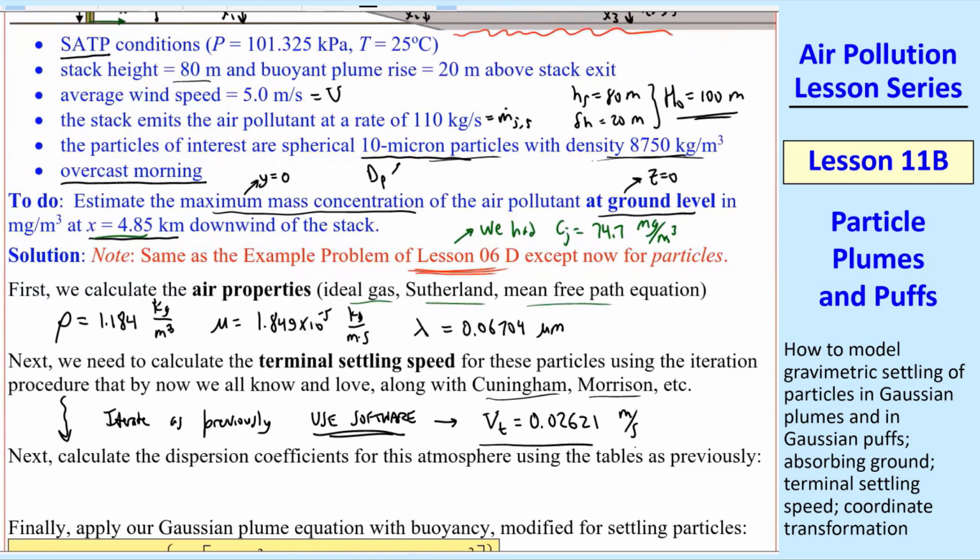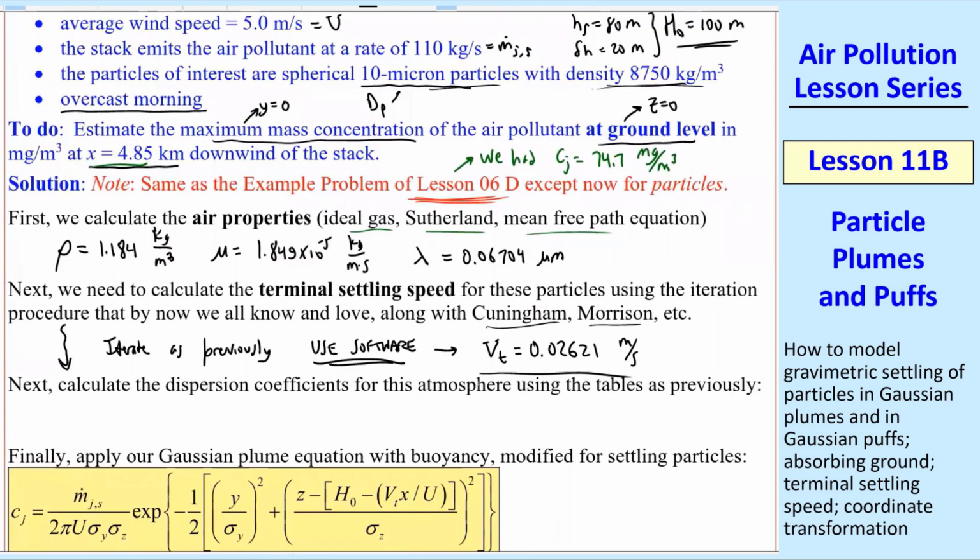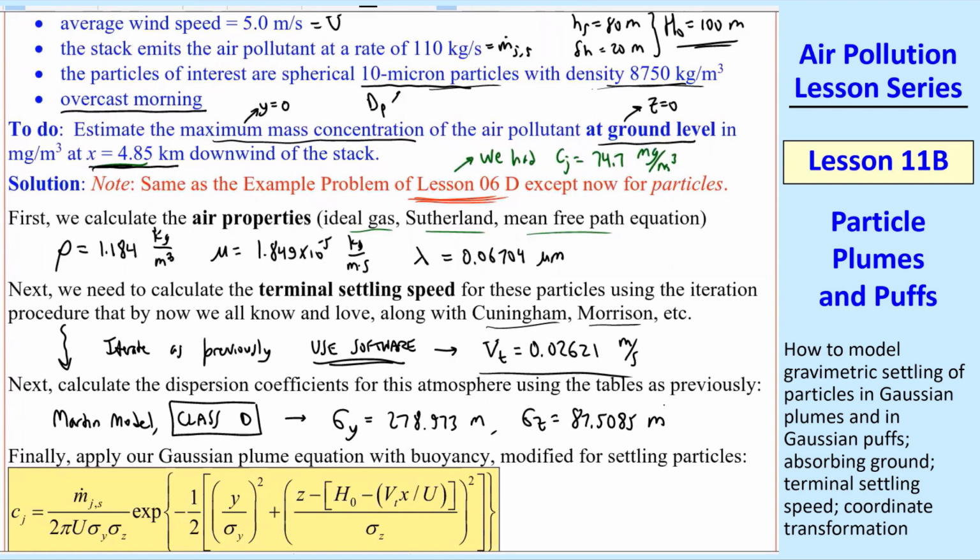Is what you should get for VT for these particles. Next, you calculate the dispersion coefficients for this atmosphere using those tables, the Martin model. This turns out to be class D, from which at this given x we can calculate sigma y, 278.973 meters, and sigma z, 87.5085 meters. By the way, those are the same as the previous example problem of 6D, because I'm using all the same parameters except I added the particles.